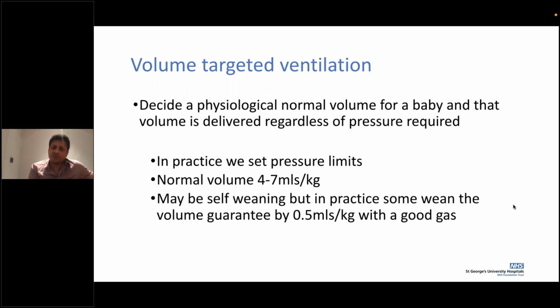So what do we do in volume control ventilation? We set your volume between 4 to 7 mls per kilo. And in addition, what we set is basically the maximum pressure allowed. So that's your safety mechanism.